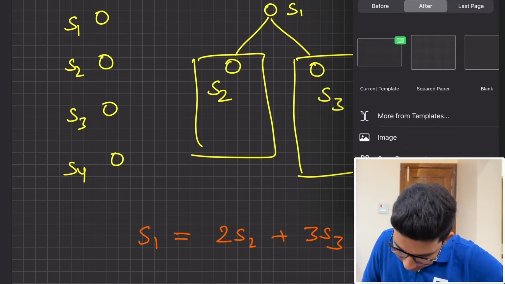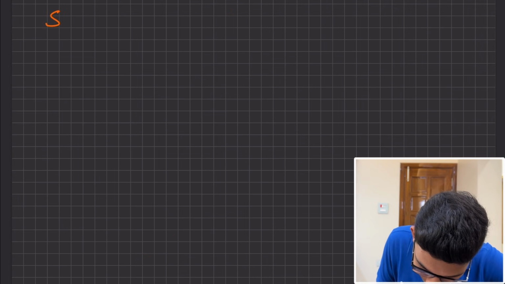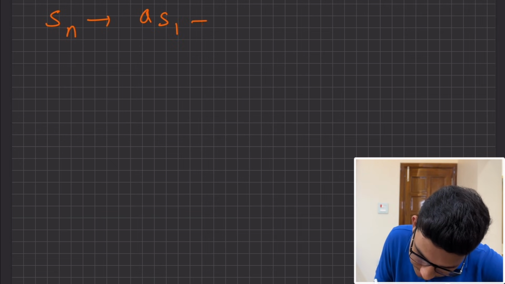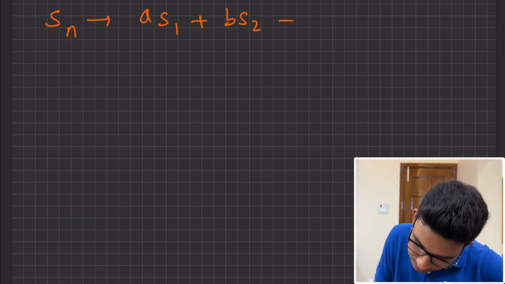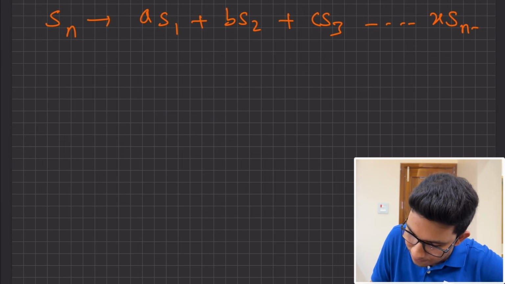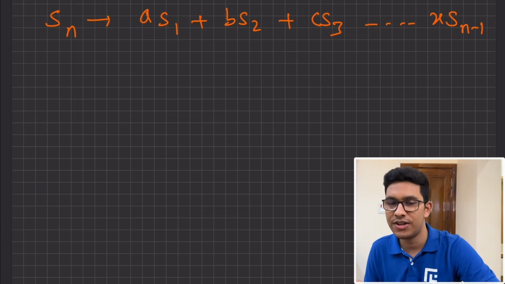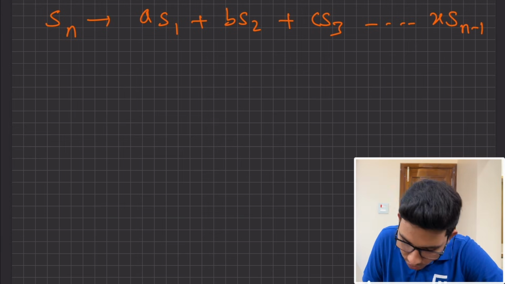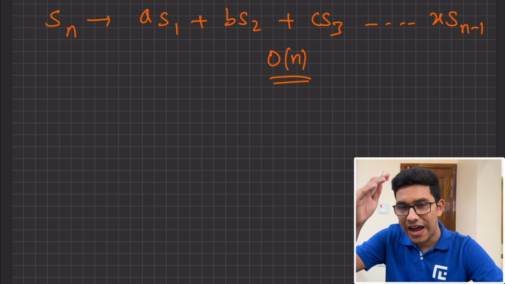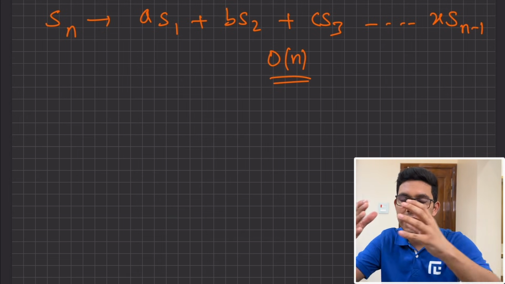Let's suppose you would have had something like this. That in order to calculate S of n, you have a relation as something like a times S1 plus b times S2 plus c times S3 and so on up till, let's suppose, x times S of n minus 1. If you had to evaluate this expression, how much time would this take? This would take order of n time. Because you're adding up n values, right? So you will have to first of all get all these values and then add them up.